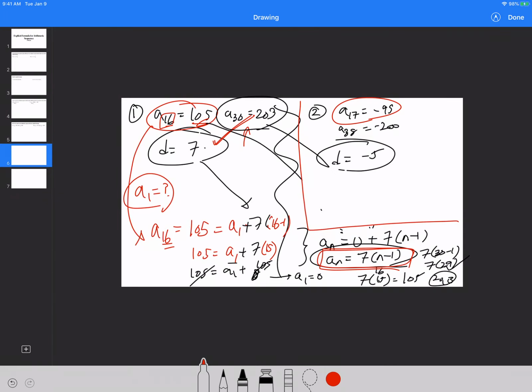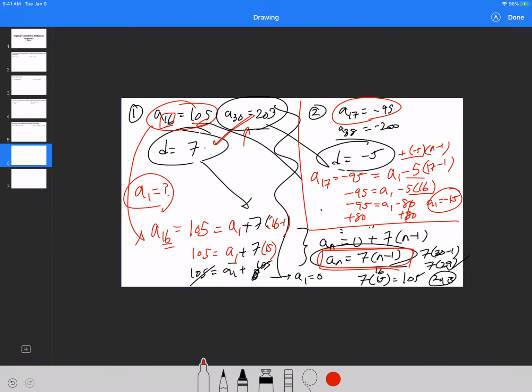Okay, so for me, I'm going to use the first one. A sub 17 is equal to negative 95 is equal to the first term minus 5, that's the common difference, times n minus 1. If you do plus negative 5 times n minus 1, that's going to give you the same thing. By the way, the n here, I should not say n, that should be 17. So negative 95 is equal to a sub 1 minus 5 times 16. This should give me negative 80. So if I rewrite it, negative 95 equals a sub 1 minus 80. Add the 80 on both sides, and you get a sub 1 is equal to negative 15.